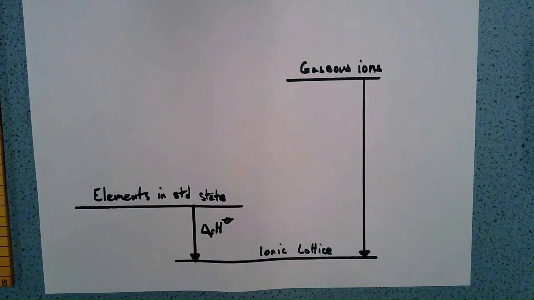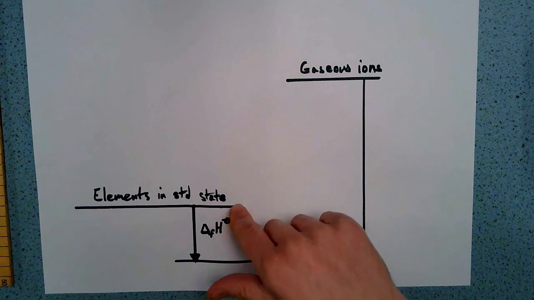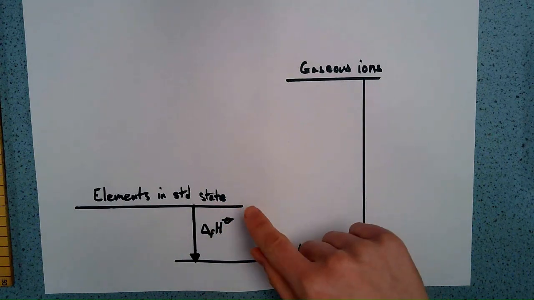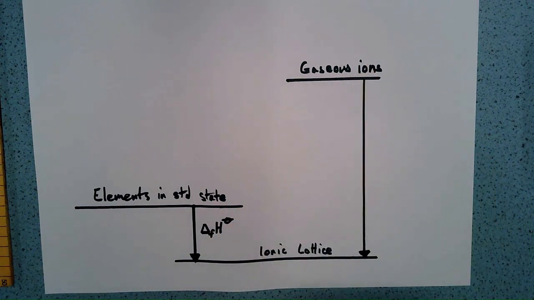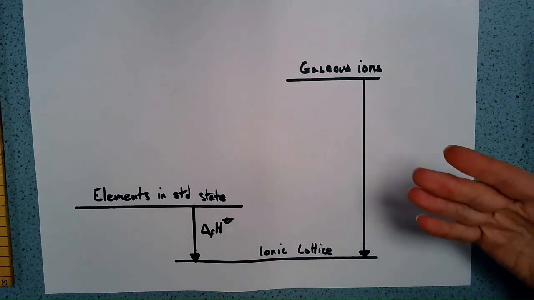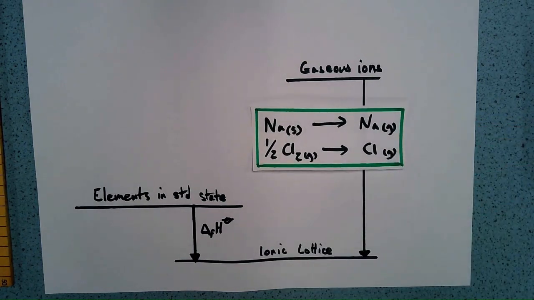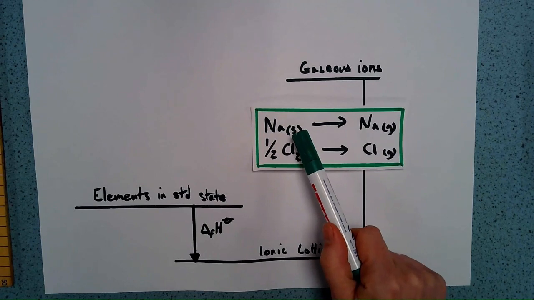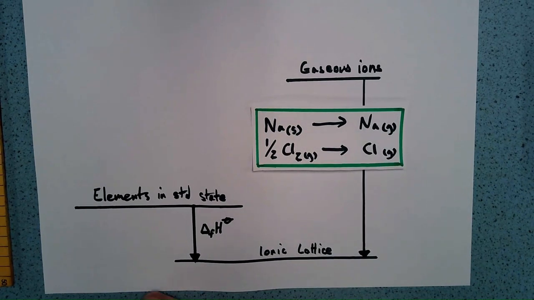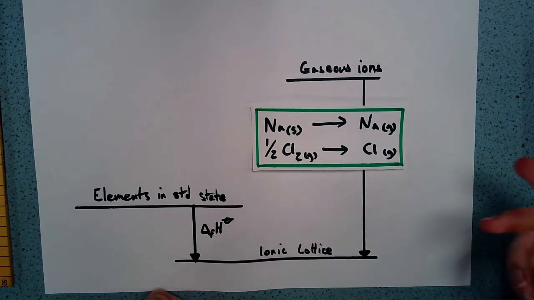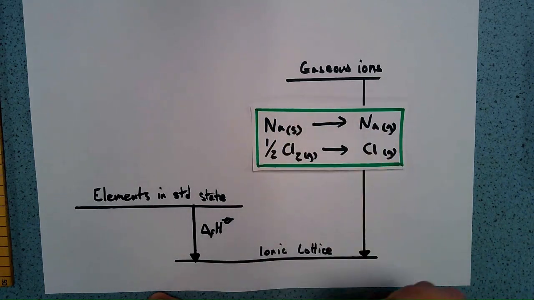So the first thing that we can do to our elements in standard state to turn them into gaseous ions is we need to get them into the gaseous state. So to do that, we're going to atomize them. With the sodium, the solid sodium, we would need to turn it into gas, so we're going to need to melt it, then evaporate it, and we can call that the energy of atomization, starting in its standard state.